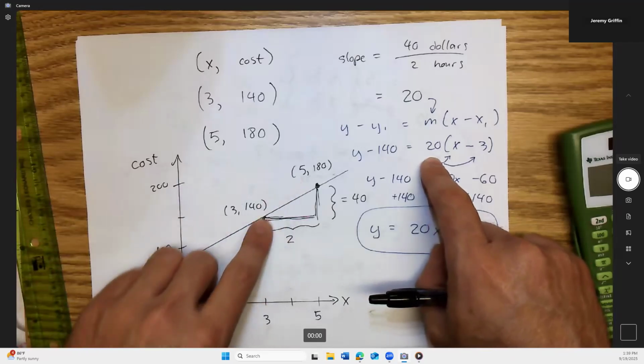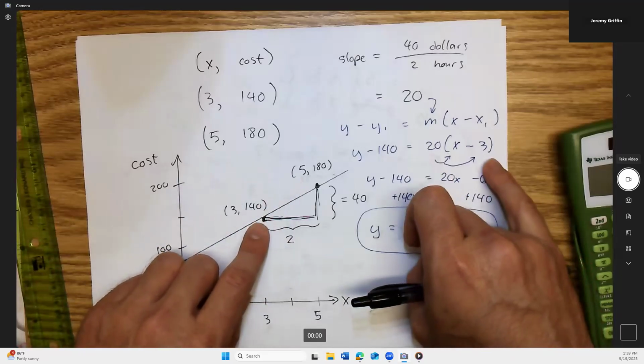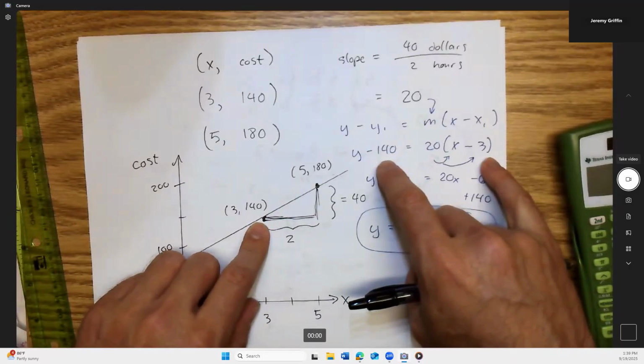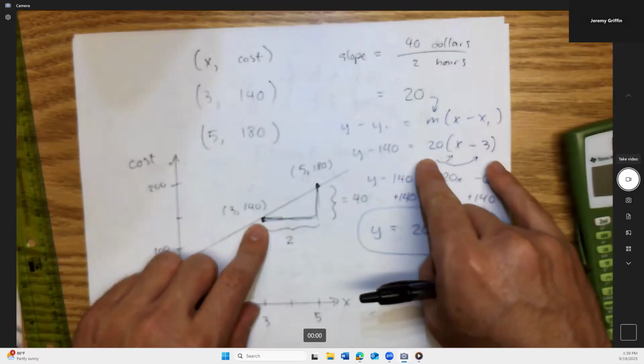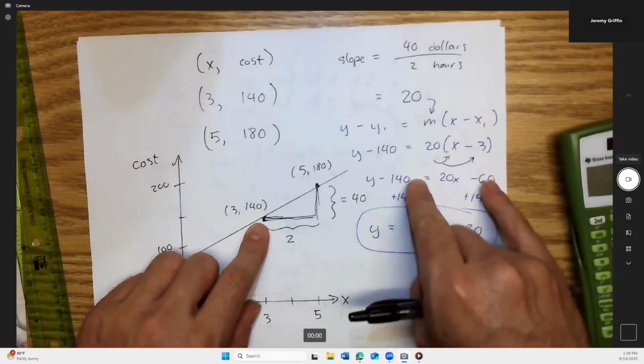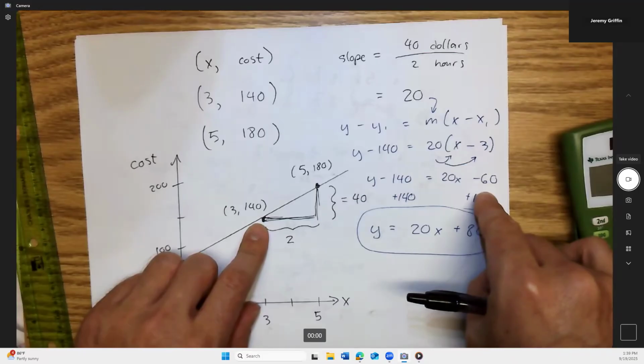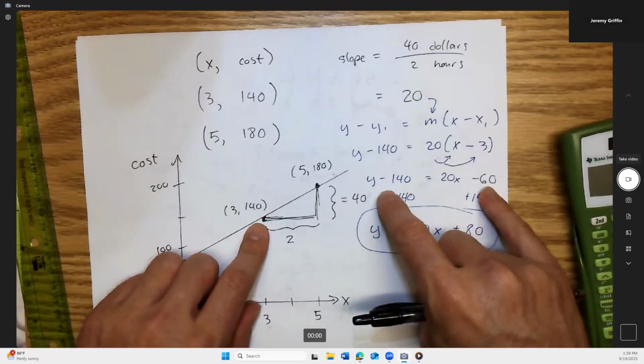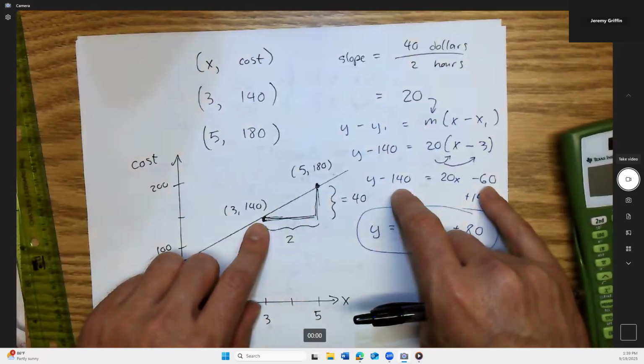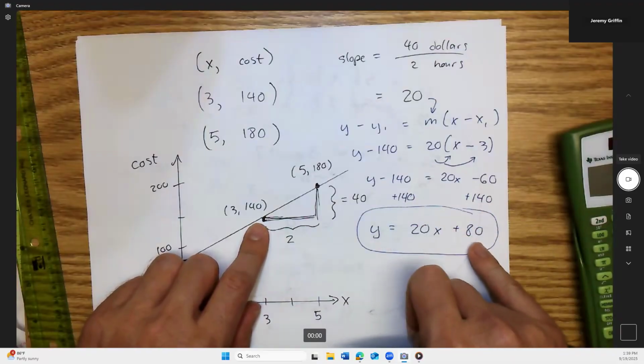And then I have to pick one of these points. Let's say I pick this point here: 3 hours corresponds to $140. Okay, and then let's see, distribute 20x, and this would be minus 60. Oh, there it is right there. And then I can add 60 over to the 140. Guys, what's negative 60 plus 140? Negative 60 plus 140 is 80. And that's 20x plus 80.